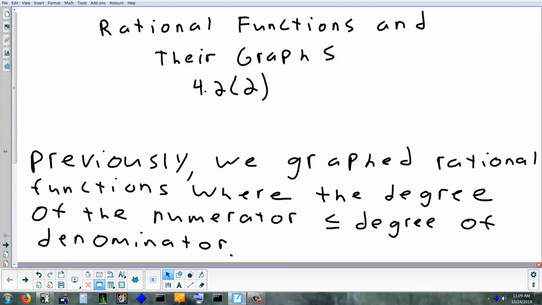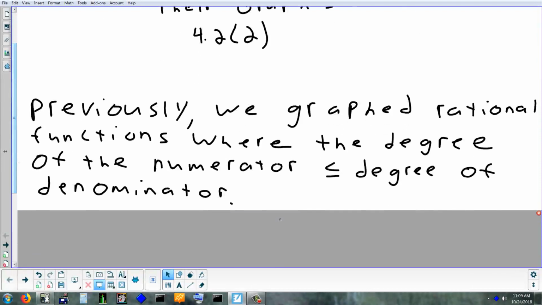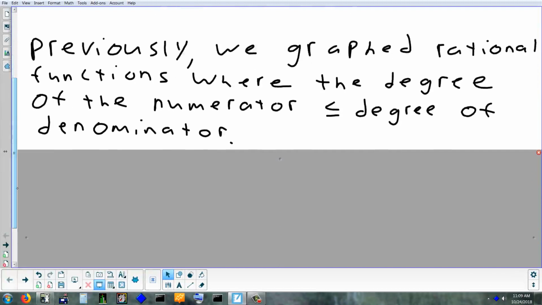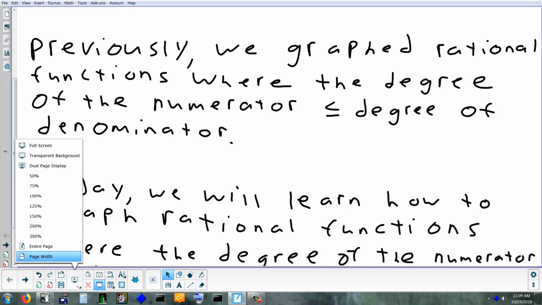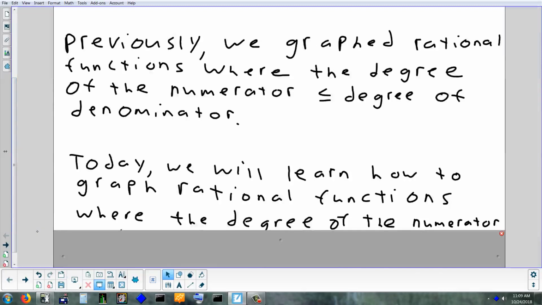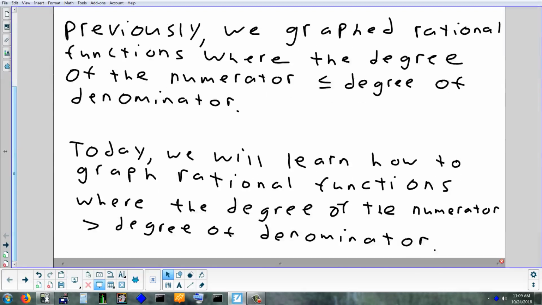So yesterday, this is what we did. We graphed functions where the degree in the numerator was either less than or equal to the degree in the denominator. Okay, so that's just what we did yesterday. Today, we're going to graph functions where the degree in the numerator is larger than the degree in the denominator. And really, the important thing is how much larger it is, right?